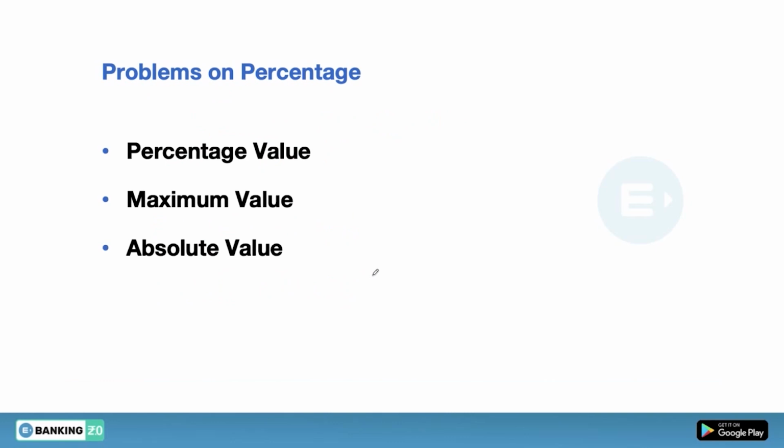Next part is what? Now we'll discuss what types of problems are made on percentage. The problems can be to calculate the percentage value. The problems can be that you have to find the maximum value. The problem can be that you have to find the absolute value. So let's take one example each and try to understand them. Fine. So let's take the first example for the percentage value.